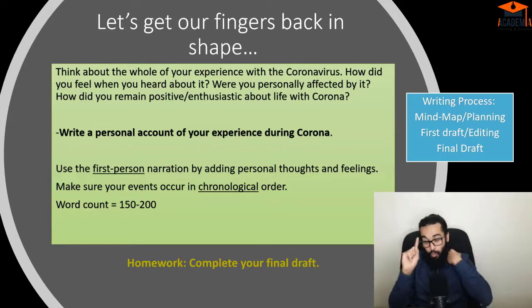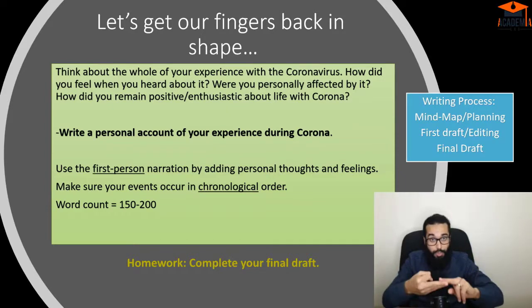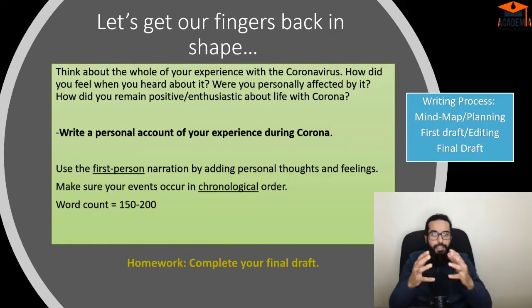I want to see one paper with a mind map. The second paper needs to have a plan. The third paper needs to have a first draft, and the fourth paper needs to have the final draft. So you need to submit 4 papers, and you can do that on your computer, on a Word file. You can mind map on the first page, plan on the second page, write the draft of 200 words on the third page, and then edit and send me the final draft.